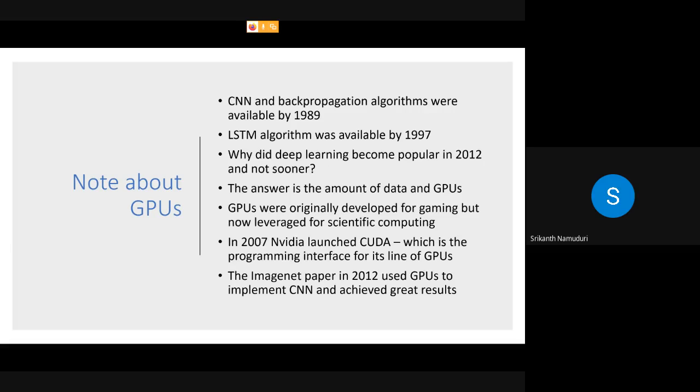But what changed in 2012, that suddenly deep learning started becoming so popular, especially because of the ImageNet competition I talked about? The reason is GPUs and the amount of data. In the 90s, the researchers did not have as much data available. So probably there was no data set back then which had more than 1 million images.